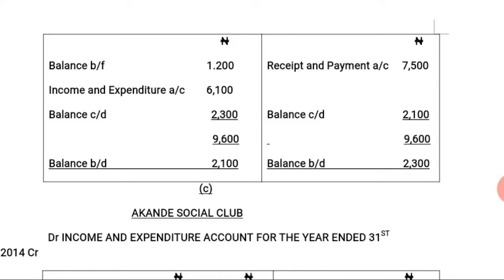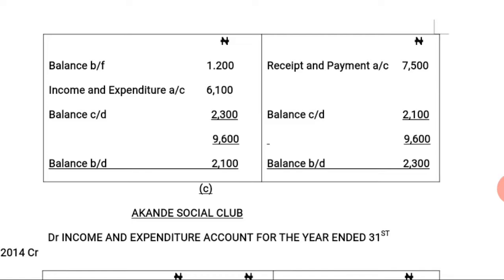So the prepayment for the next year will become balance brought forward for the next year, and since we know that subscription account is an income account, it will be credited to the account. That's why we have balance carried down of 2,3 and balance brought down of 2,3.